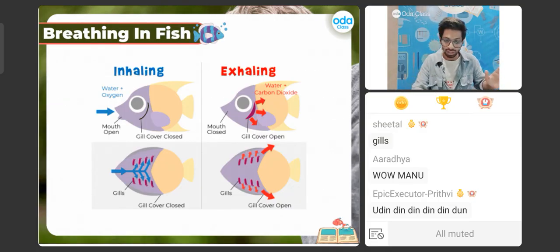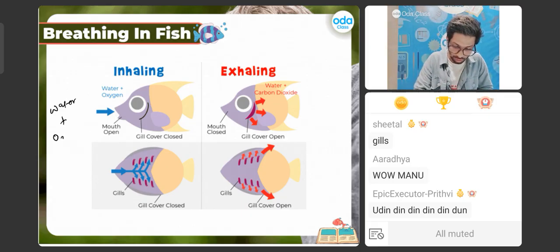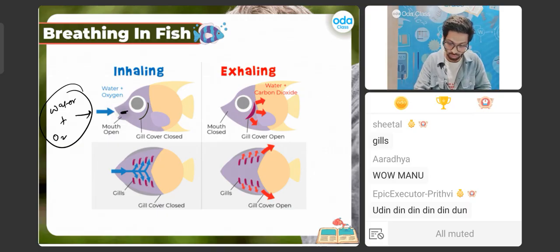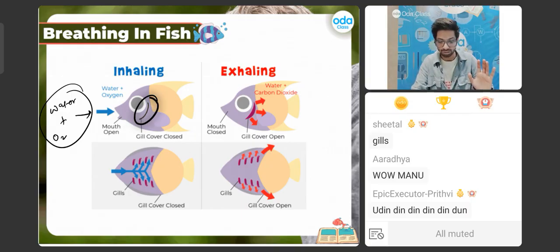Now, this is called inhalation. This is how the fishes are inhaling. When the fishes open their mouth, water plus oxygen goes inside their mouth, and the gill cover is closed. That is how they are inhaling. They are doing inhalation.